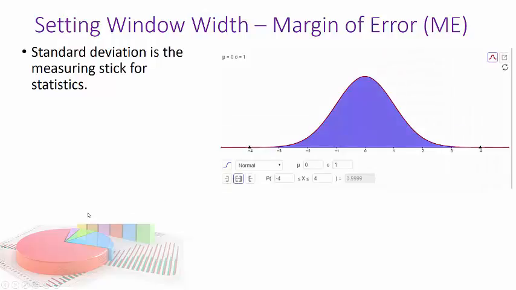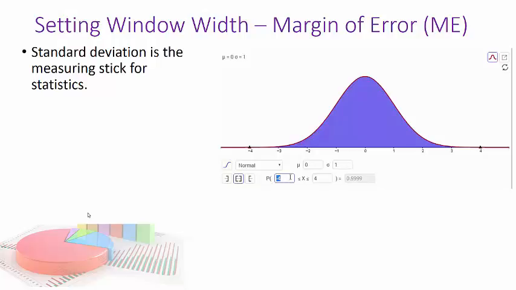As I mentioned before, if I wanted to be 100% confident of capturing the true population proportion, I could just set the window for all possible values. Here I have it from -4 to +4 standard deviations, and that would work. The problem is, as you saw in the cartoon, how useful is that?